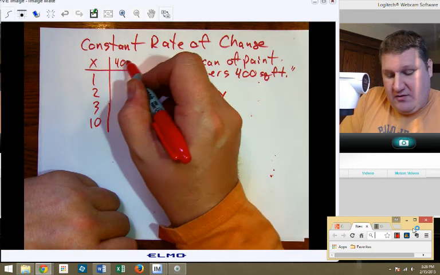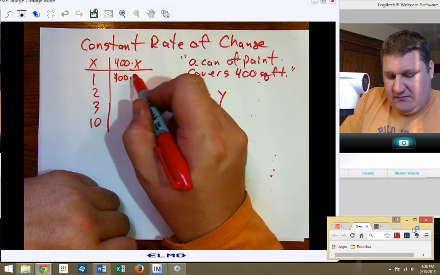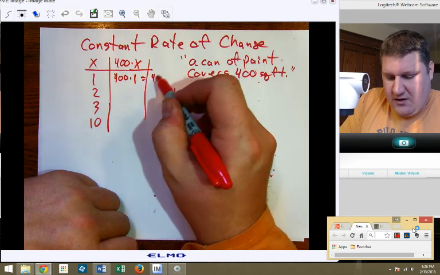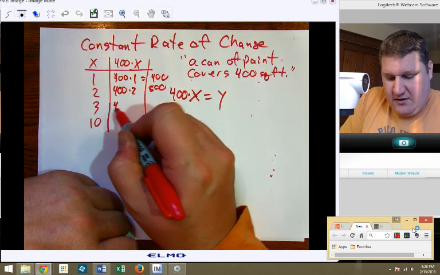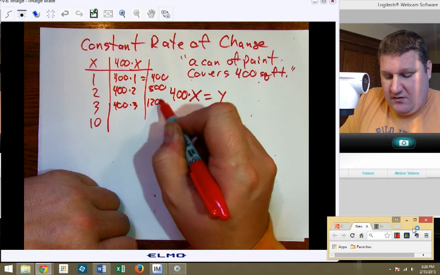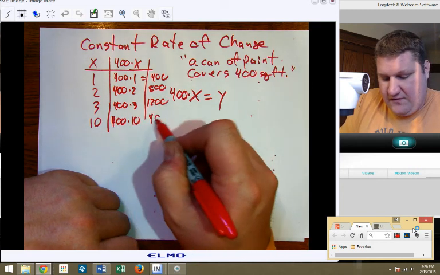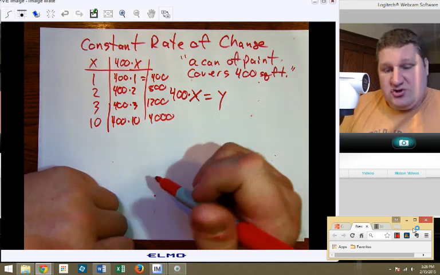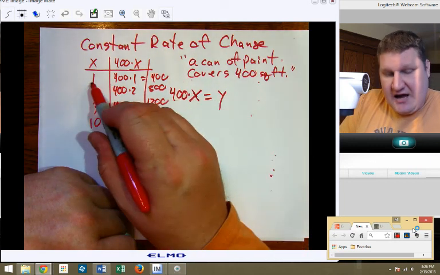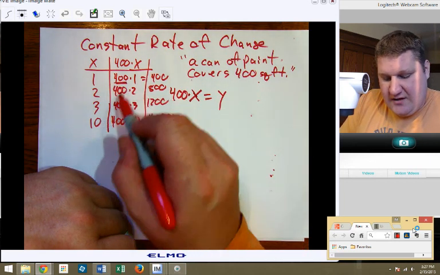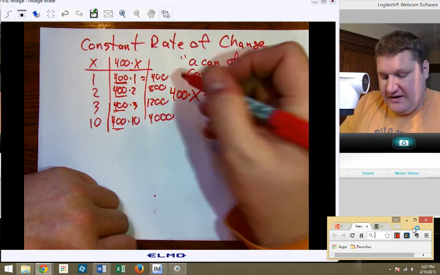So we take our equation, 400x, put it up here. 400 times 1 is 400. 400 times 2 is 800. 400 times 3 is 1200. And 400 times 10 is 4,000. Okay, so now what we're talking about is this rate of change. For every can, it goes up by another 400 because it's 400 times however many cans.